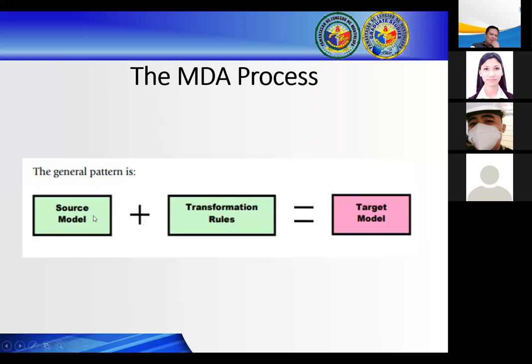The general pattern is the source model plus transformation rules equals the target model. So source model plus transformation rules equals target model. These patterns can be repeatedly applied to the successive models, each one playing the role of either a PIM or PSM.